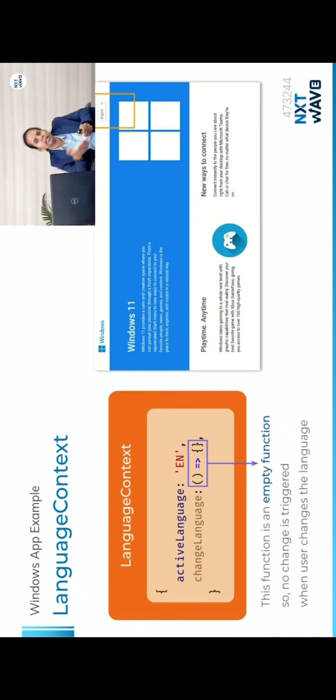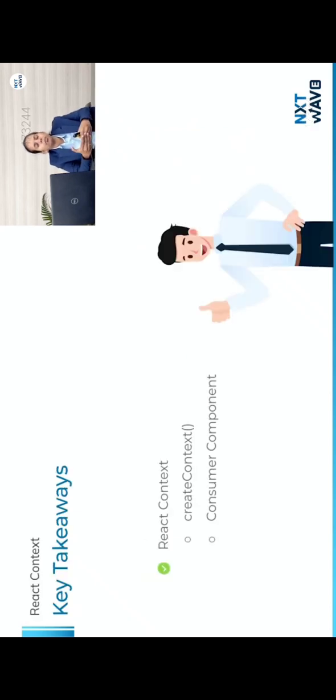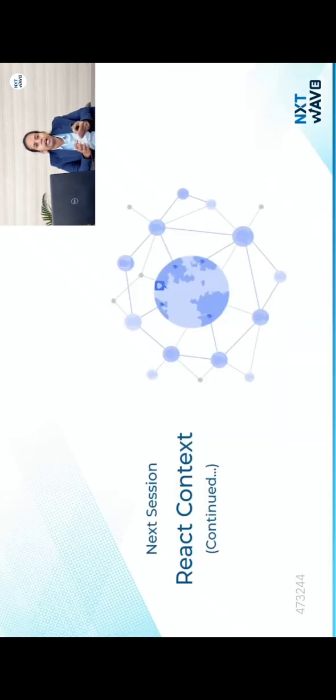We'll cover this in the next session. To update the value of the context, there is a special component called provider. We'll understand about this provider in the next session. So in today's session, we understood about context and why it is necessary. It will eliminate the prop drilling issue, right? And we have seen how to create the context, and then how to access the context value using the consumer component. In the next session, we'll continue with context and understand the provider component.